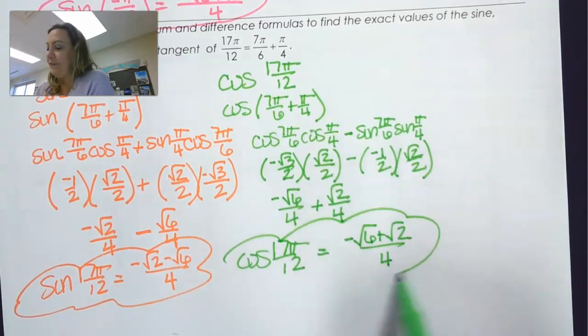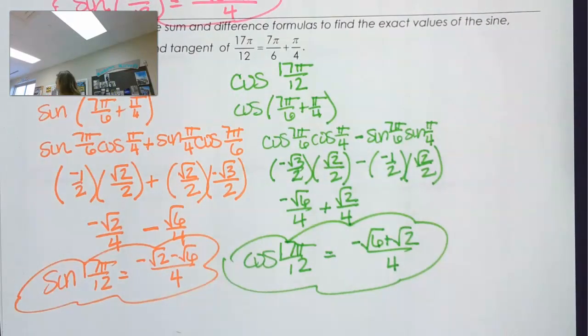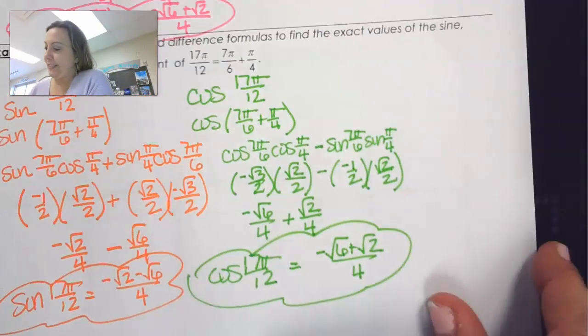You can see that a lot of these problems end up looking very similar because of the values of the unit circle that we use. They're all very similar to each other. Okay. All right, so lastly, let's do the tangent.